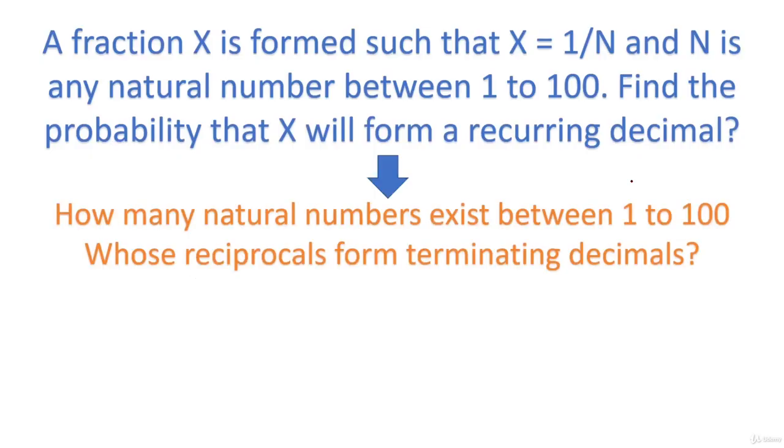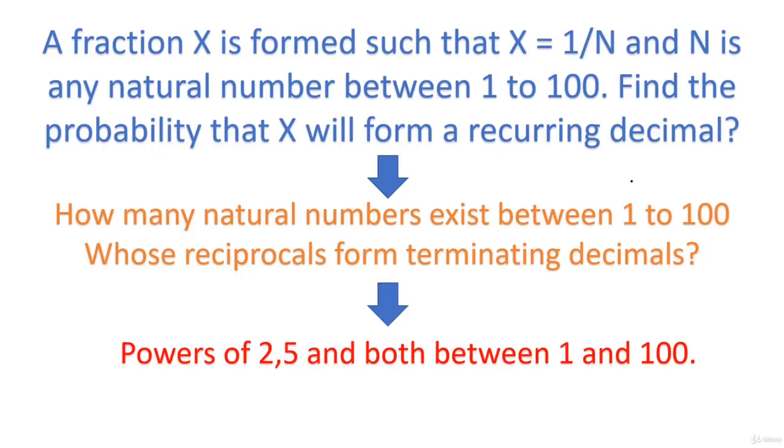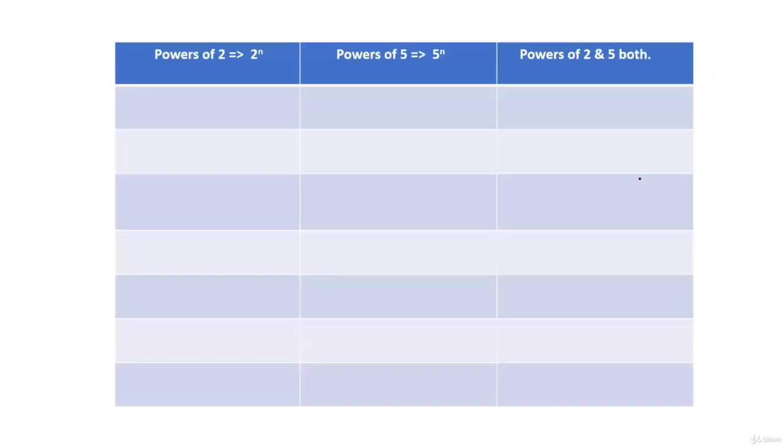You have to simply find out how many natural numbers exist between 1 to 100 whose reciprocals form terminating decimals. This is the key towards solving this question. Let's see how we do it. That's simply the powers of 2, 5 and both, between 1 to 100. We'll see now in the upcoming table.